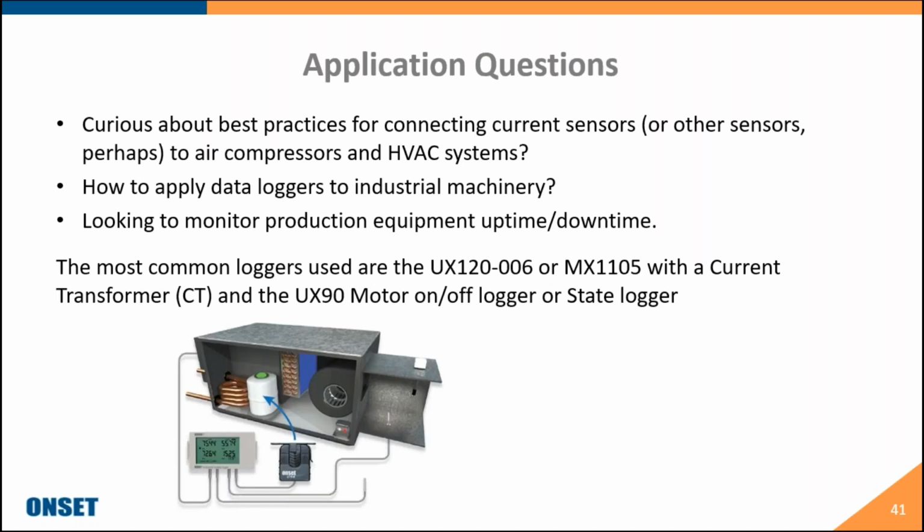Again, you can use the UX120 or MX1105 to monitor the current from that specific piece of equipment, as well as take several different temperature readings. So, you may want to take a temperature reading on your supply air, your return air, as well as the mixed air. You can strap one of our split core CTs around a current carrying lead going to your blower motor just to verify the amp reading of it.